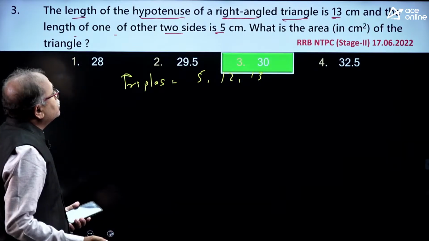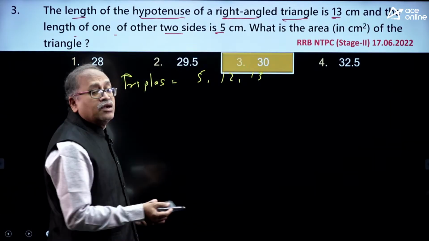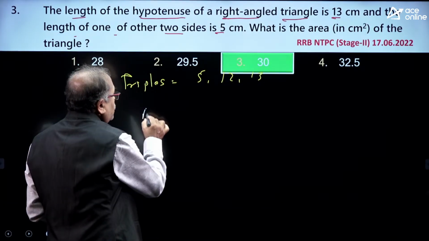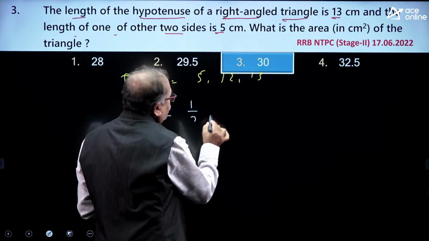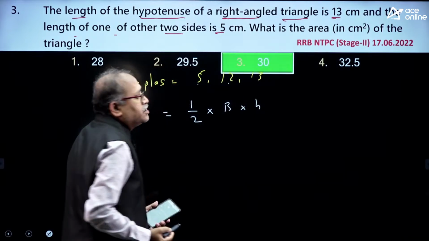How will you answer the question? You need to find out the area. And what is the area? Area is equal to half into base into height. So the area is equal to half of base into height, and the base is 5, height is 12.